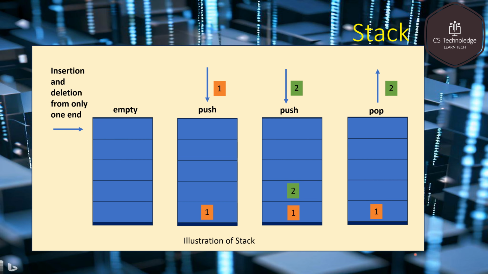This diagram illustrates how a stack operates. You can see that insertion and deletion happen from only one end. The other end is not allowed. You can see that element 1 is pushed, element 2 is pushed, and the most recently pushed element will be the one which is removed. The insertion is called push, and the deletion or removal is called pop.